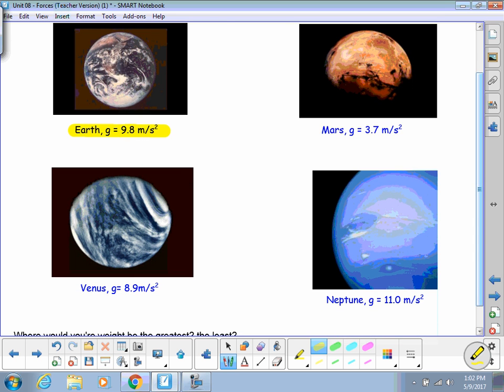Venus, 8.9. Venus very much like Earth. We would probably not notice a huge difference there. Neptune, on the other hand, 11.0. It's a little bit more. So we might feel a little bit more heavy on the planet Neptune.